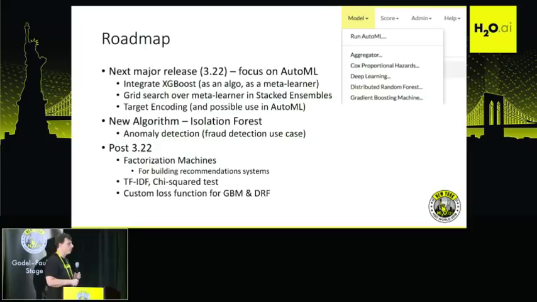We have plans for post 3.22 release. We have a long-term goal of adding factorization machines, because that would nicely complement the existing algos and enable you to implement recommender systems with H2O. And we want to add some more stuff for NLP, TF-IDF, and eventually also let you define a custom loss function for GBM and DRF.